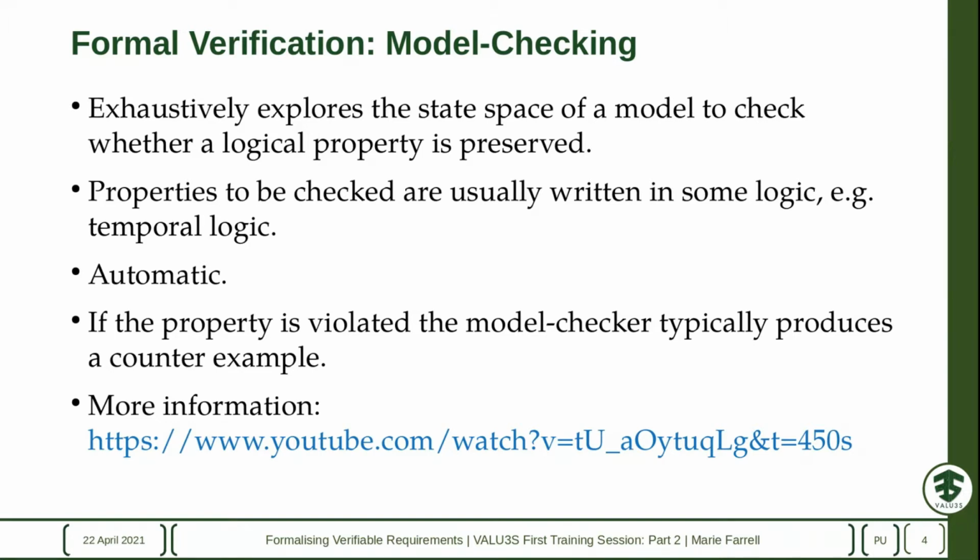Then against that state machine or model, properties are written in some sort of a logic, and for model checking, it's normally a kind of temporal logic. And then the model checker checks automatically whether or not the property is preserved for every part of the state space in the model that was constructed. And if the property is violated, then the model checker will typically produce some counterexample to say why it couldn't show it for every single trace.